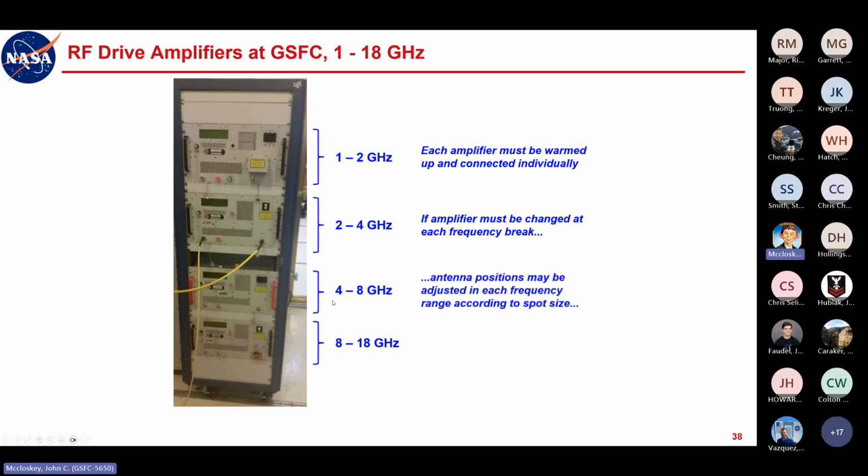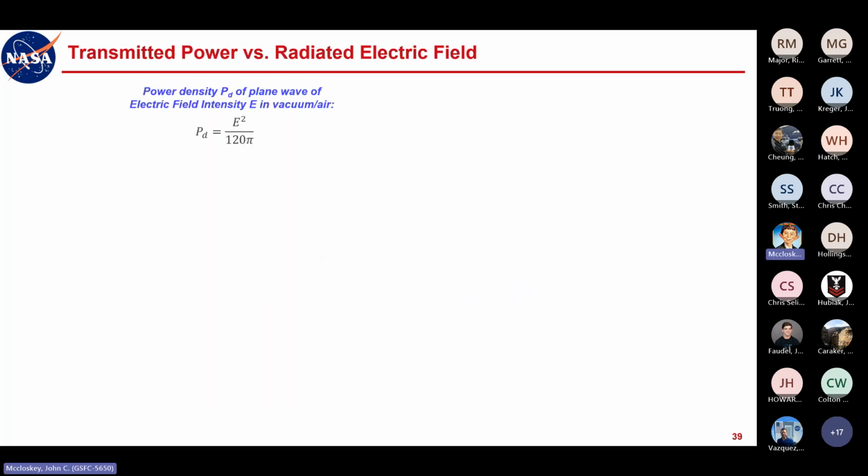The antenna positions may be adjusted in each frequency range according to the spot size. So there's no need to maintain a constant set of antenna positions over the entire frequency range. You've got some flexibility here to say, okay, while we're changing the amplifier out, we can go ahead and move to a different set of antenna positions as we need to, as the spot size gets smaller.